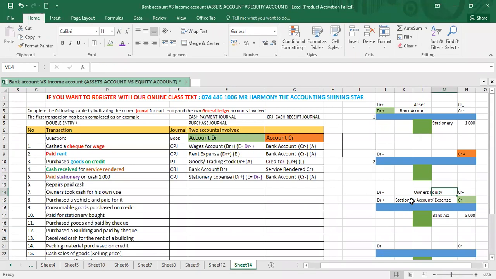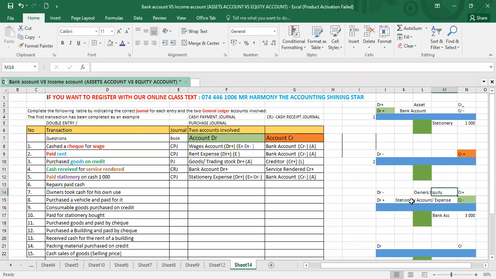We have children like service rendered. We have children like income. We have children like wages. We have children like rent. You see, it's like that, student. You have to know your accounts. So equity has the expense account and the income account. The expense takes money out of the bank account, but the income brings money into the bank account.